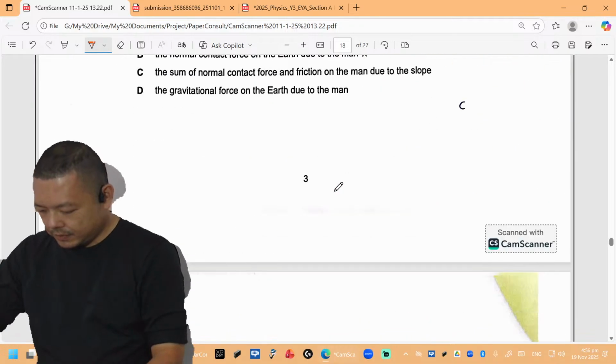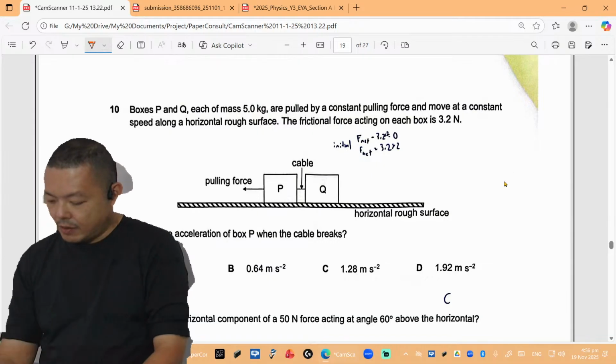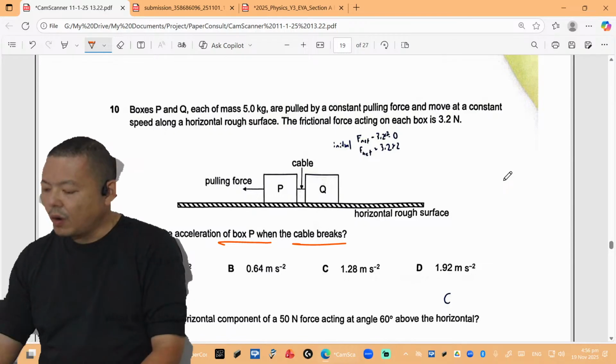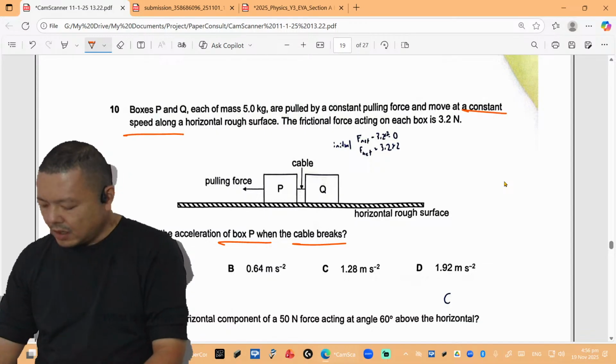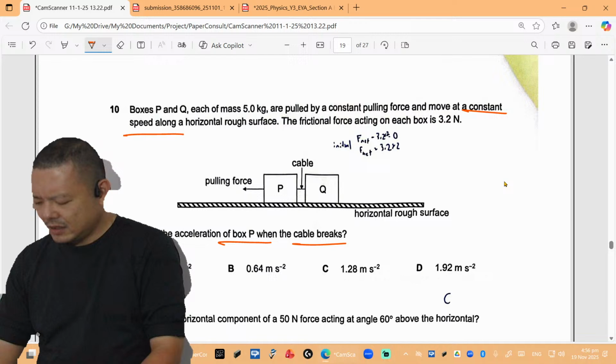MCQ. Question 10. What's the acceleration of box P when the cable breaks? Oh, first is constant speed, and then the cable breaks.